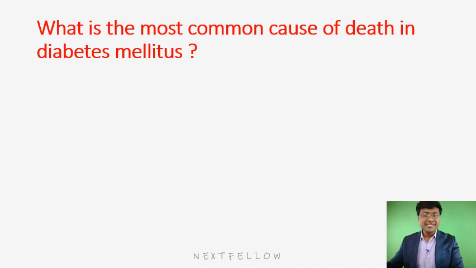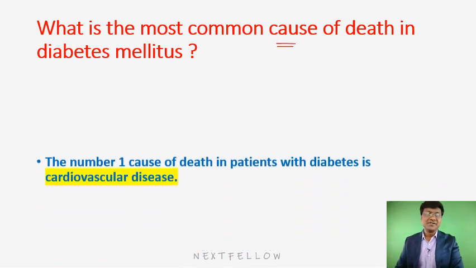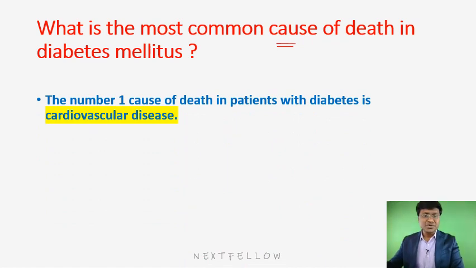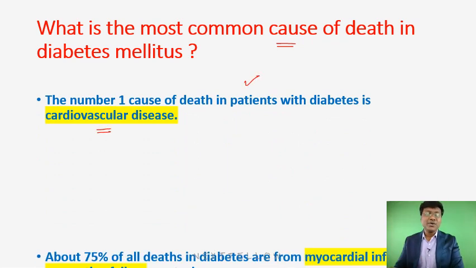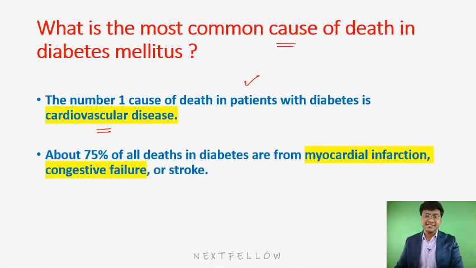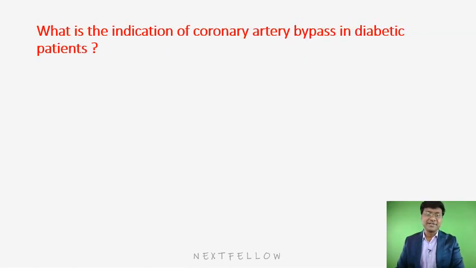Then what is the most common cause of death in patients with diabetes mellitus? Please remember, the most common cause of death is cardiovascular disease. Now what will that cardiovascular disease be? It includes myocardial infarction as well as the development of congestive heart failure. This is the most common cause of death in patients with diabetes mellitus.